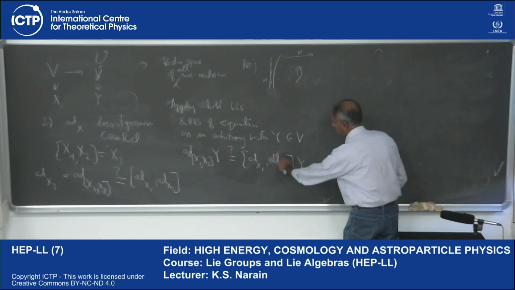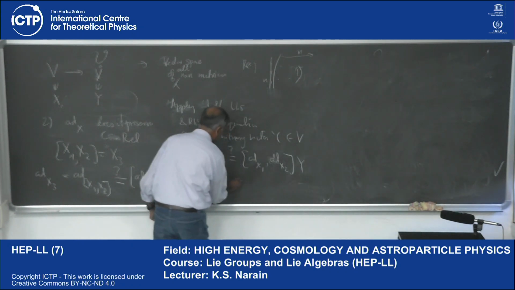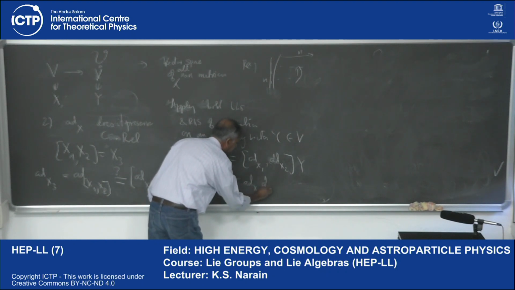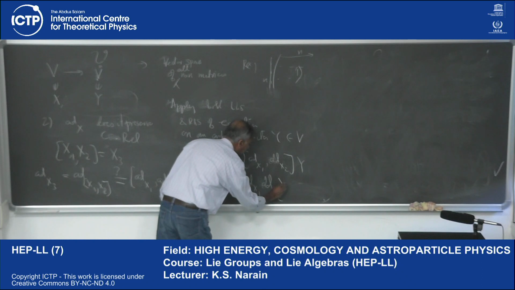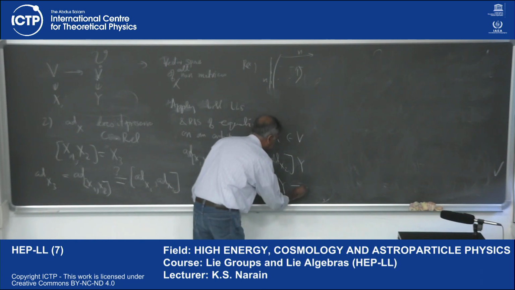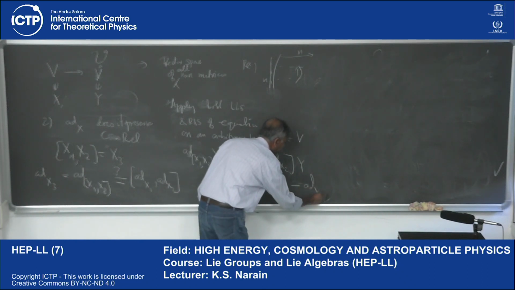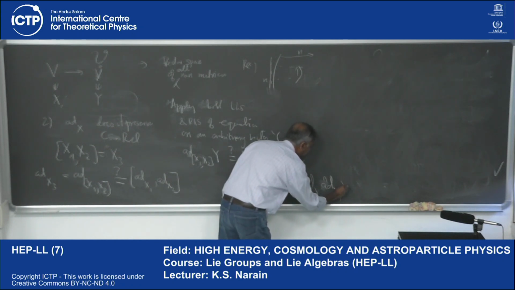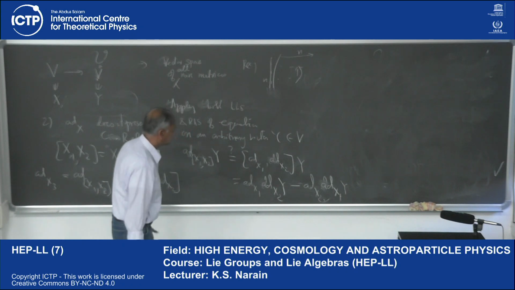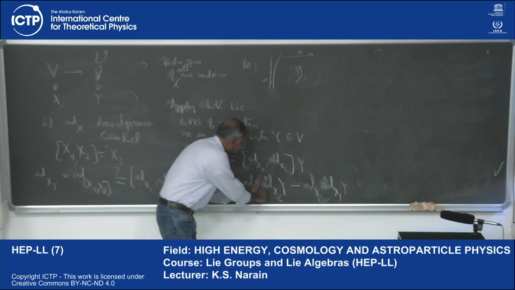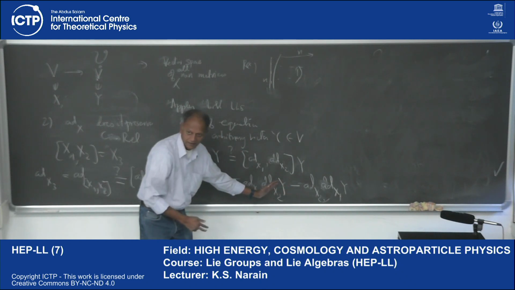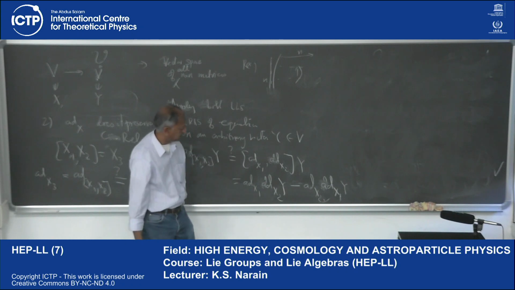So then open this up. What is this? This is ad x1 acting on ad x2 of y, minus ad x2 acting on ad x1 of y. This is perfectly well defined, right? Because ad x2 acting on y is again an element of the vector space, so I can define another ad action on it. This makes sense.